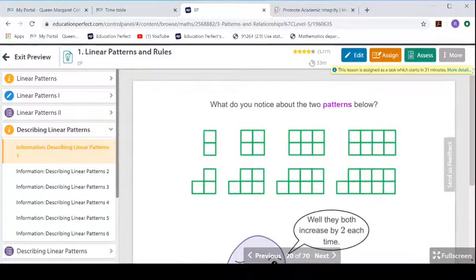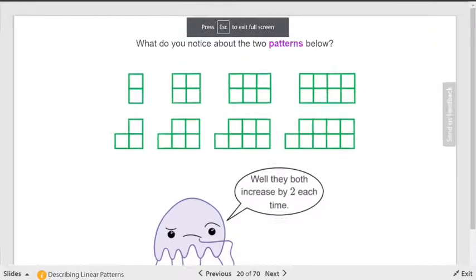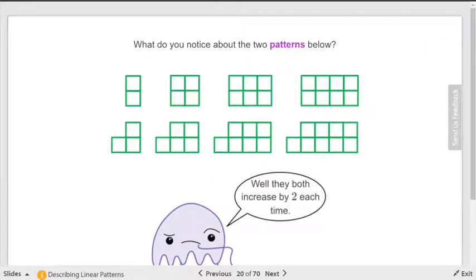Are we going to have to write a rule for them as well? Yep, that's where we're going to be in a minute. So look at these two patterns. The first one, 2, 4, 6, 8, we saw before. What's the next one? 3, 5, 6, 9.